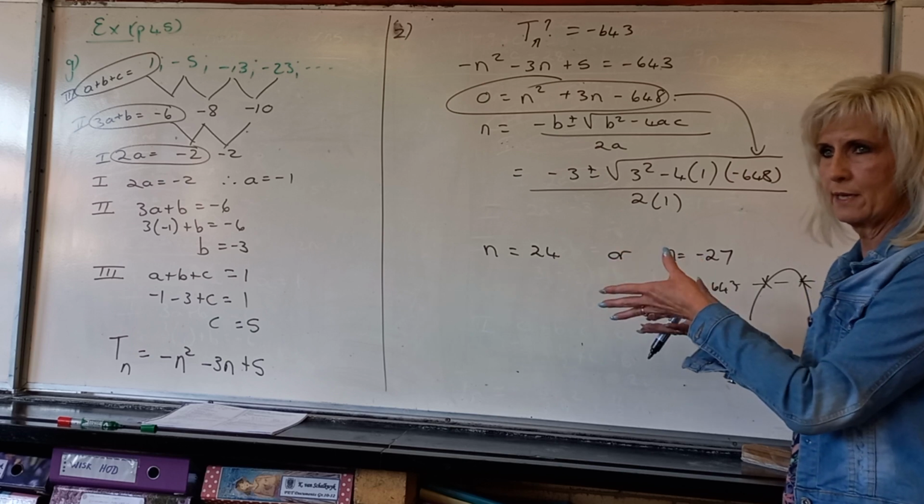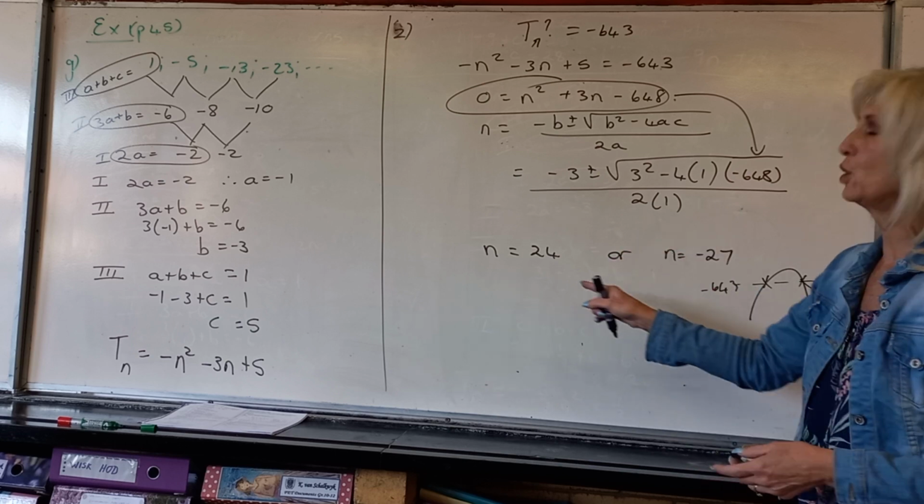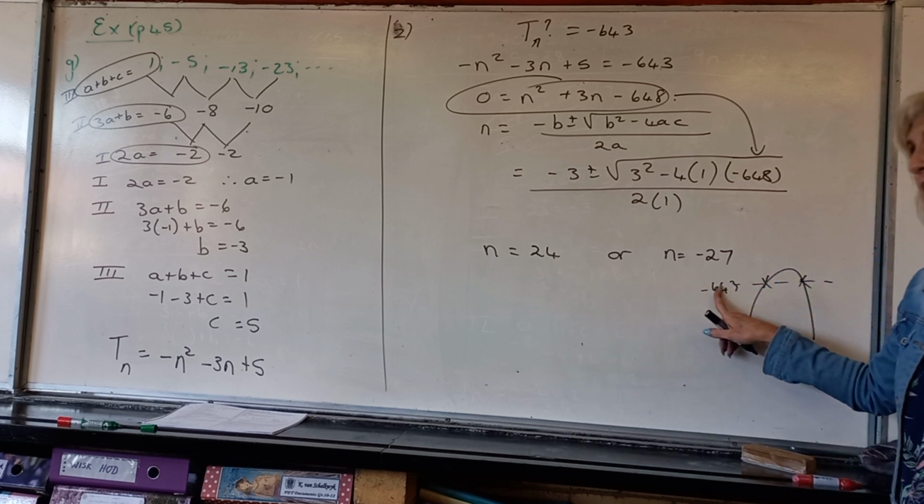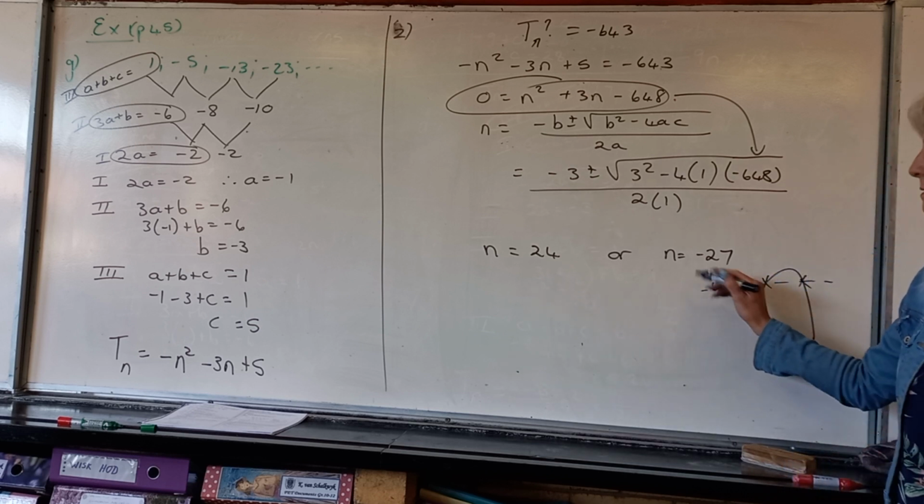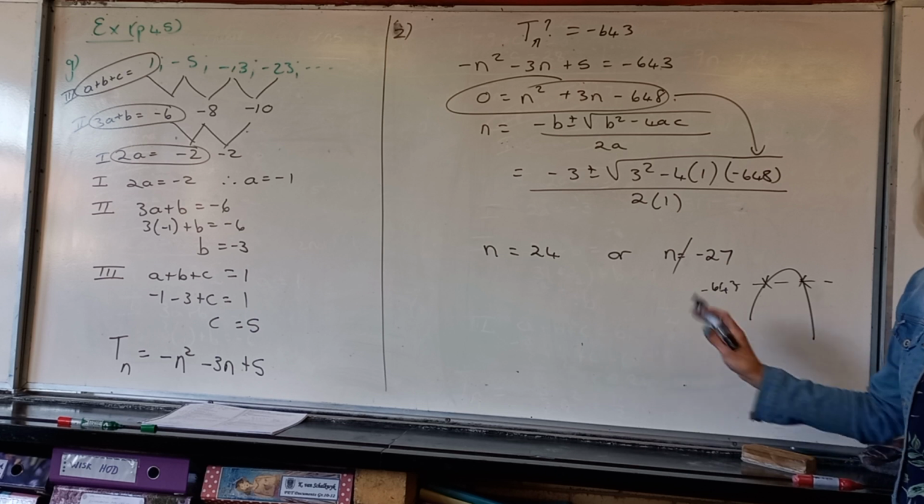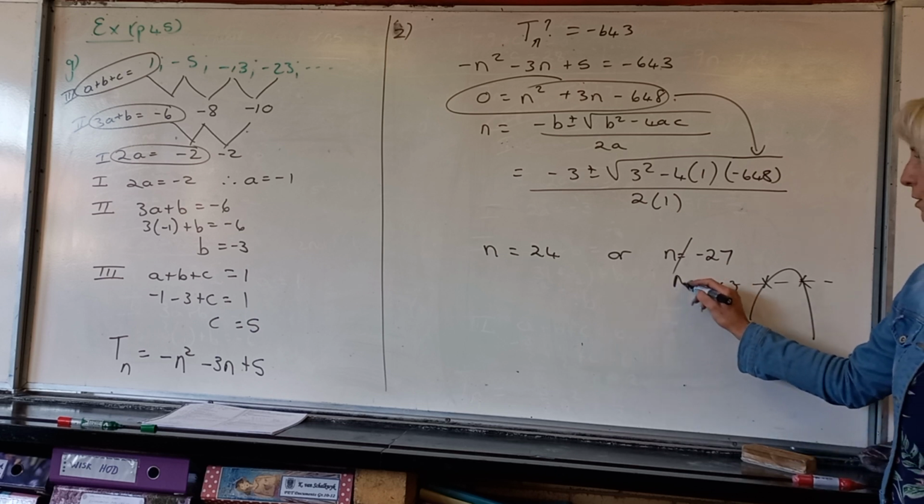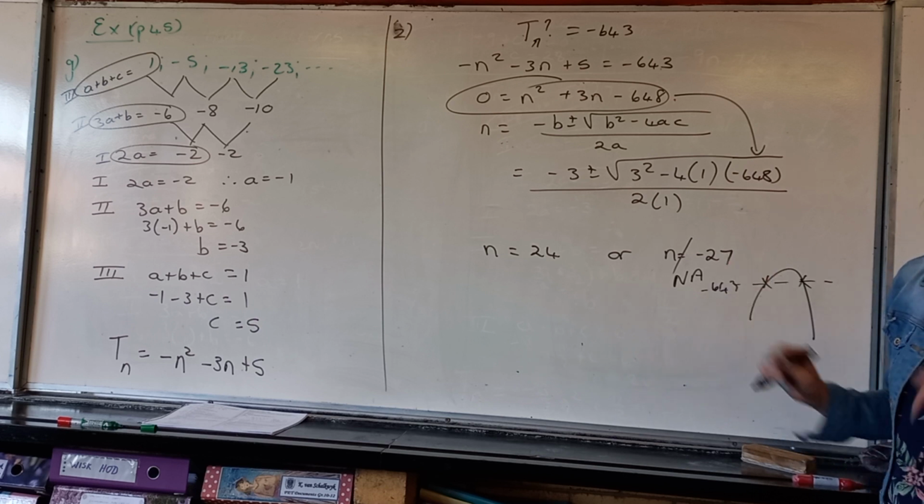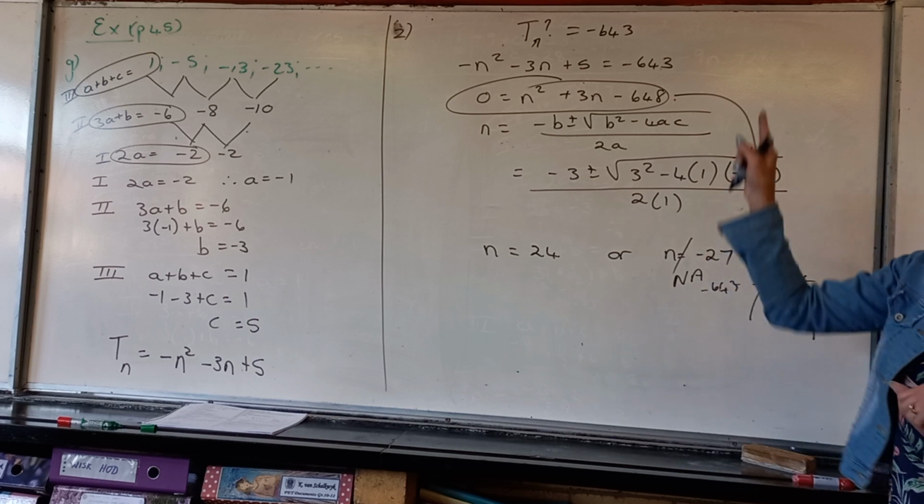This is a quadratic number pattern, so I'm asking you which number in the pattern. So it can be the 24th one, but there's the negative 27th one. So that will not be. And that's all you need to do. Or you can say not applicable, or say the only solution is 24, whatever you'd like to do. But the 24th one would be equal to that.